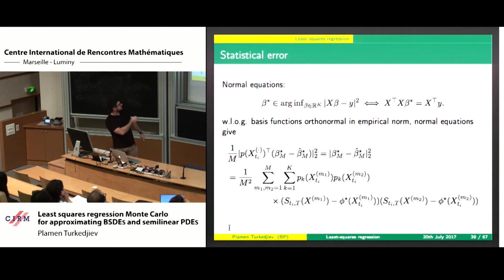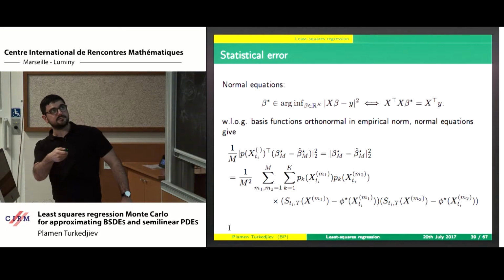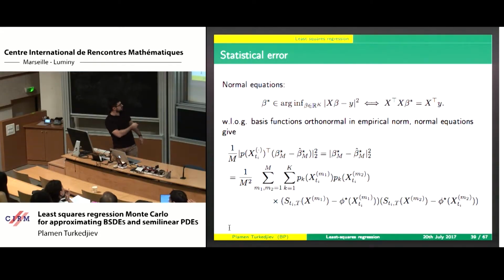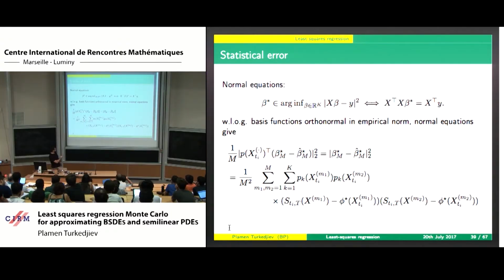So basically what it means is this L2 error is exactly equal to just the L2 difference between the two sets of coefficients. So now I plug in the exact formula that I have for beta star and beta star hat that I get from the normal equations. I do some expansions, because I have a square here, that gives me quite a nasty long sum. So we're summing over two sets of samples and over all of the basis functions.